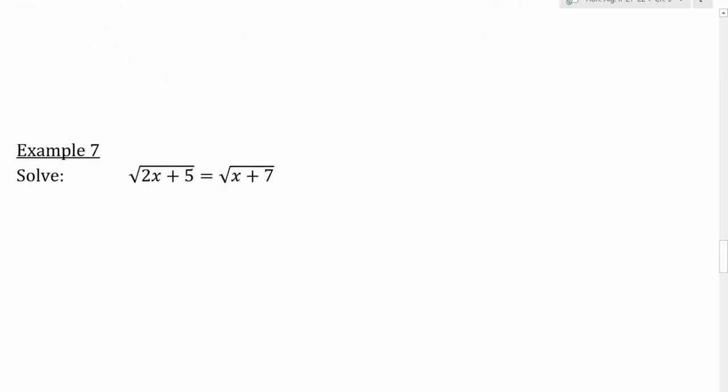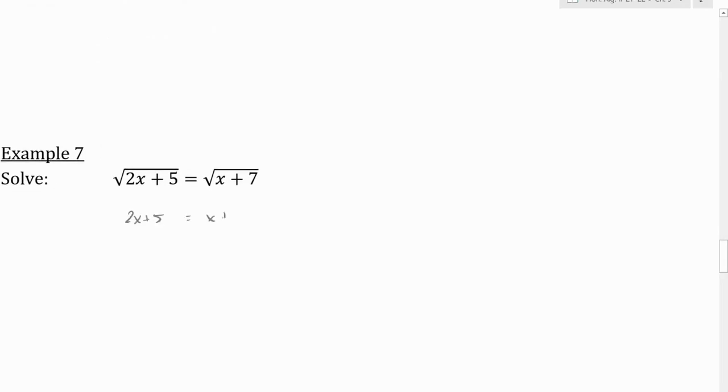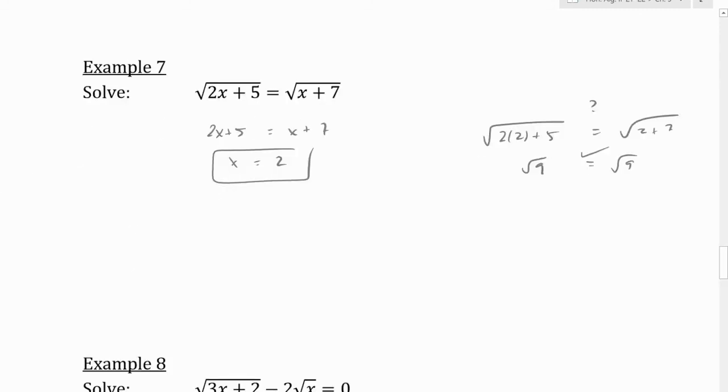Okay. All right, this one, let's square both sides. So if it's going to work, x is 2. Let's see if it's true. Is the principal square root of 9 equal to the principal square root of 9? It sure is. X is 2 works just fine.